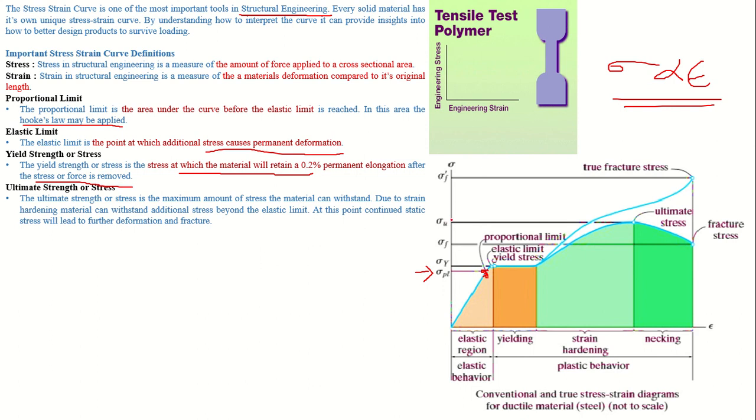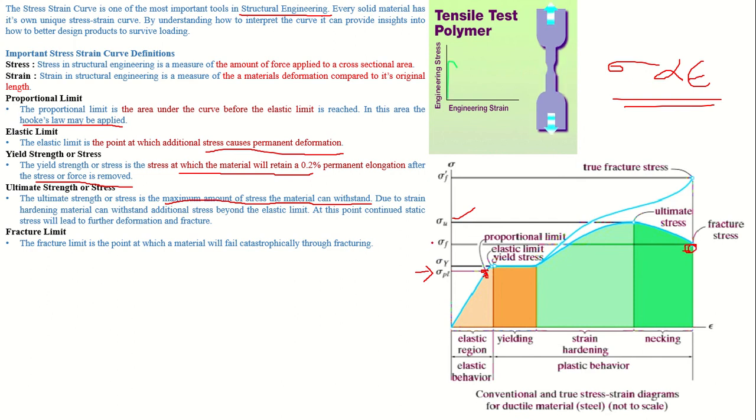Next, what is ultimate stress? Ultimate stress is the maximum stress a material can withstand. Next, fracture limit. Look here, this is the fracture limit. The fracture limit stress for the material will always be lesser than the ultimate strength. This is the point at which the material will fail catastrophically through fracturing.